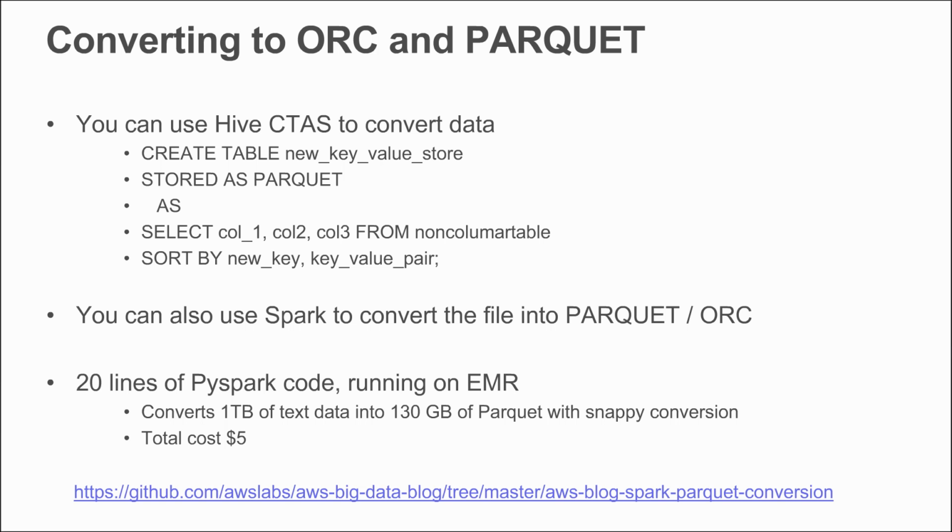And we put out some code, for example, on GitHub. You can find the link in the presentation, where there's 20 lines of PySpark code running on EMR that can convert data in text files into Parquet files with snappy compression. So an example is the 1 terabyte or 1.15 terabyte of log files that you see me using in the demo today. When I use this PySpark code, it converts it into 130 GB of Parquet files. That costs me about $5 to do that conversion.